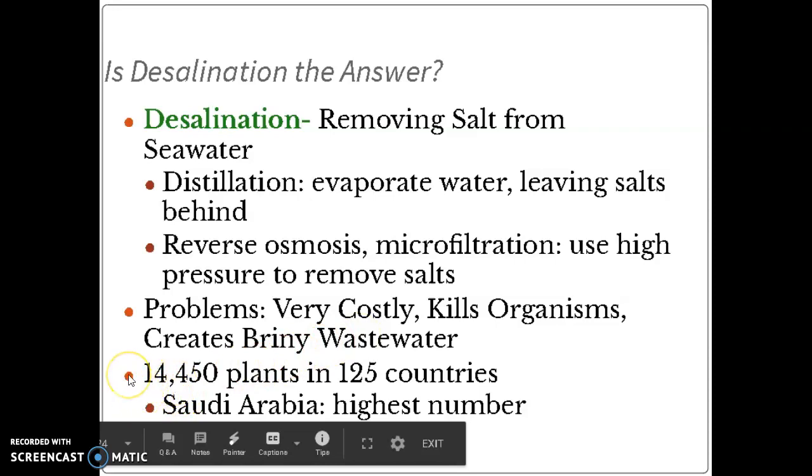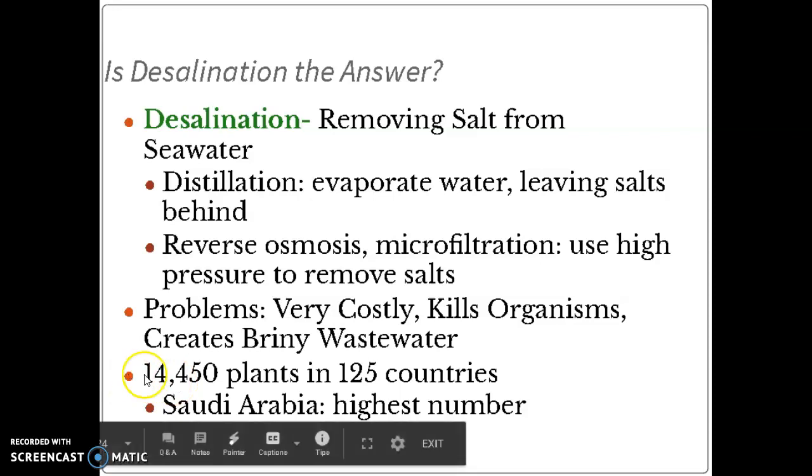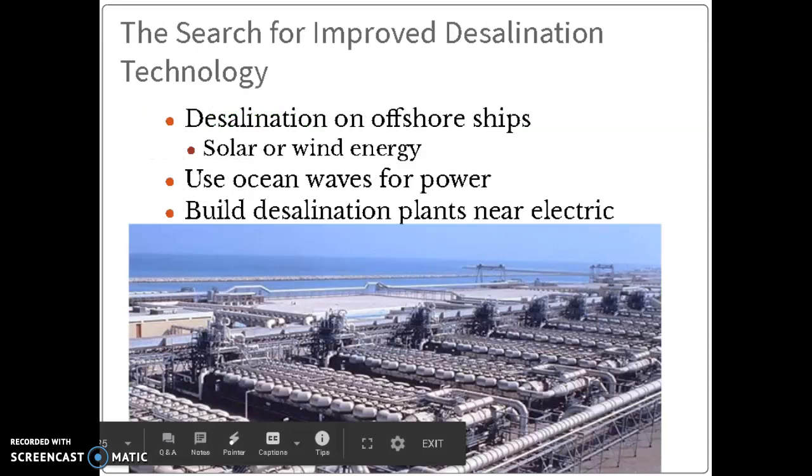There's over 14,000 plants in 125 countries that do this. Saudi Arabia happens to have the highest number. And I mean, you figure with them, there's not a lot of fresh water. They have to do something. But is that the answer?